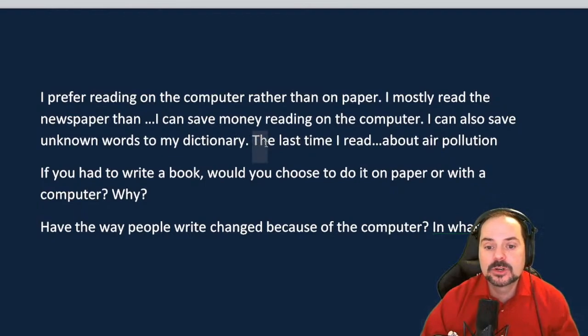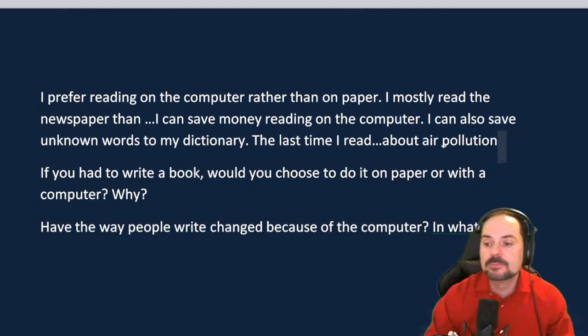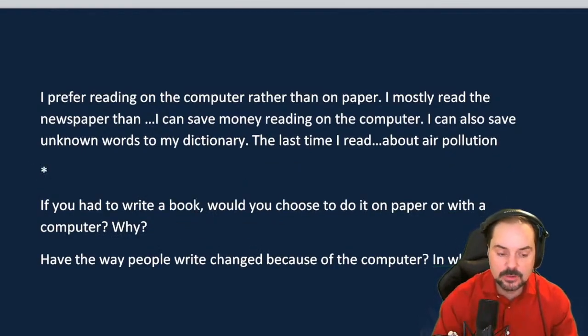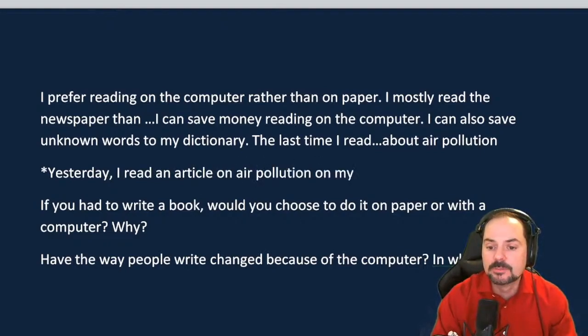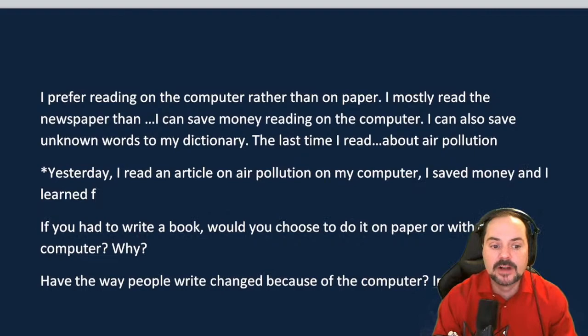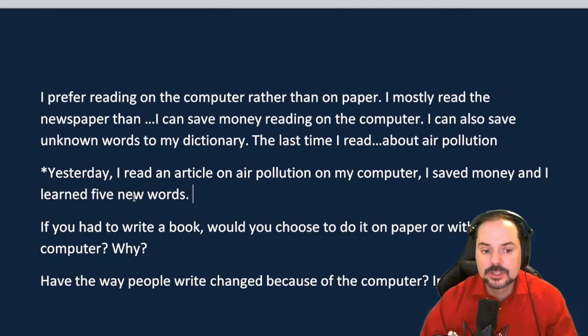Bakrat, where you spoke a little bit too long and it was a bit confusing was the example. So in the example, you started to talk about reading an article about air pollution, and it was really, really long. There you should have kept it a little bit shorter. All you need to do for the example is just keep your example short and clear, okay? So all you needed to say there was, yesterday, I read an article on air pollution on my computer. I saved money and I learned 5 new words. Okay, Bakrat? Yeah, so, got it, sir.